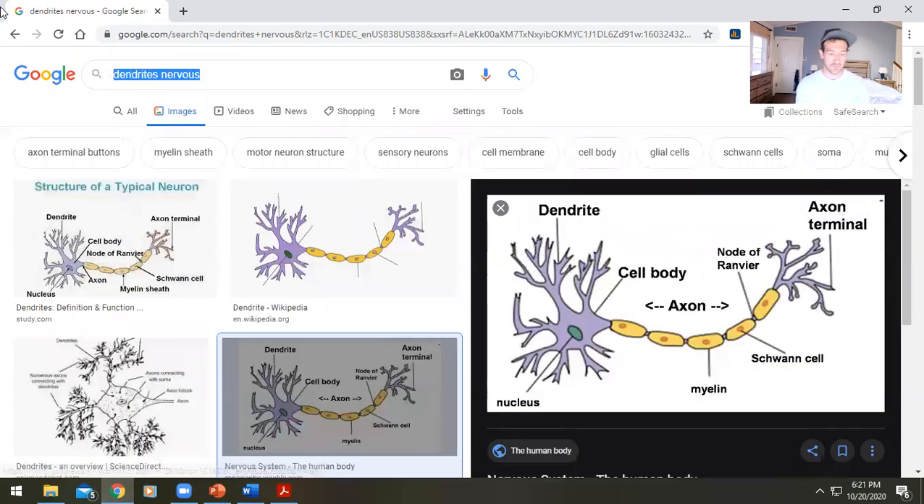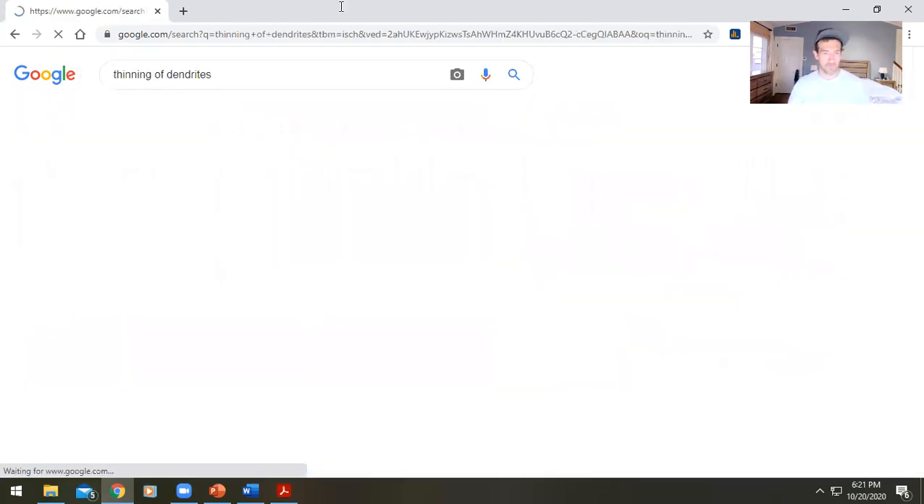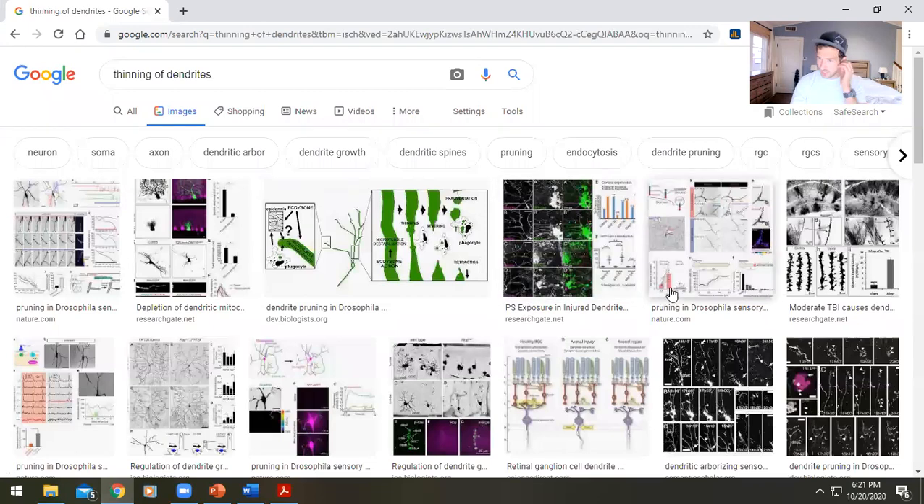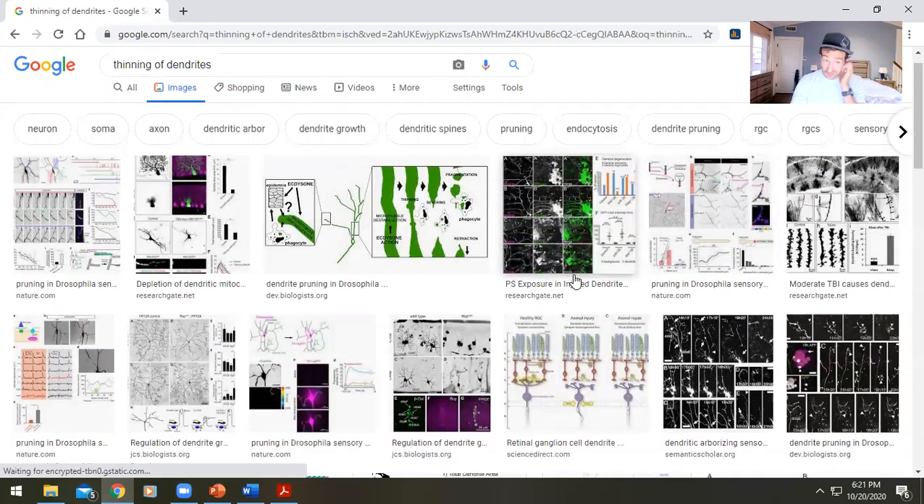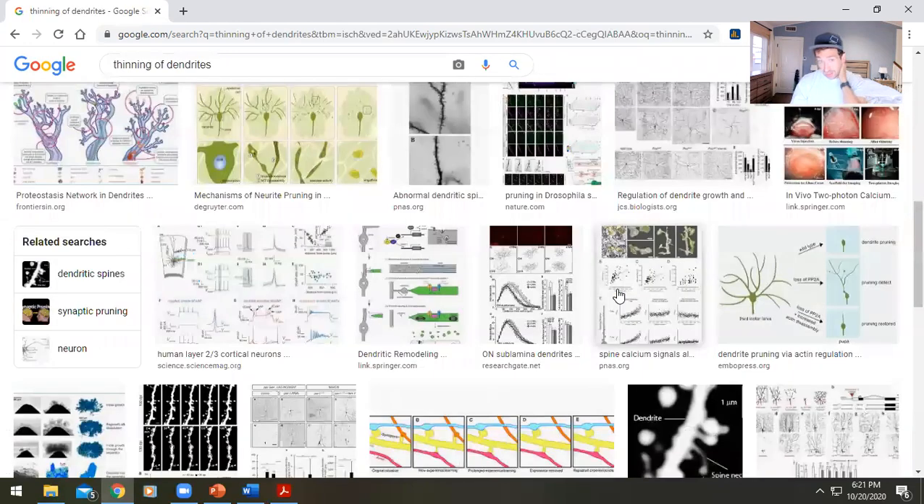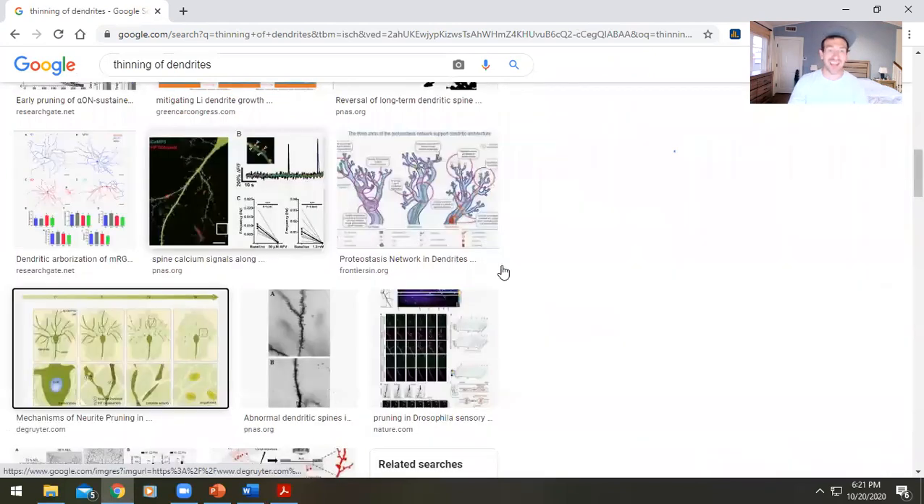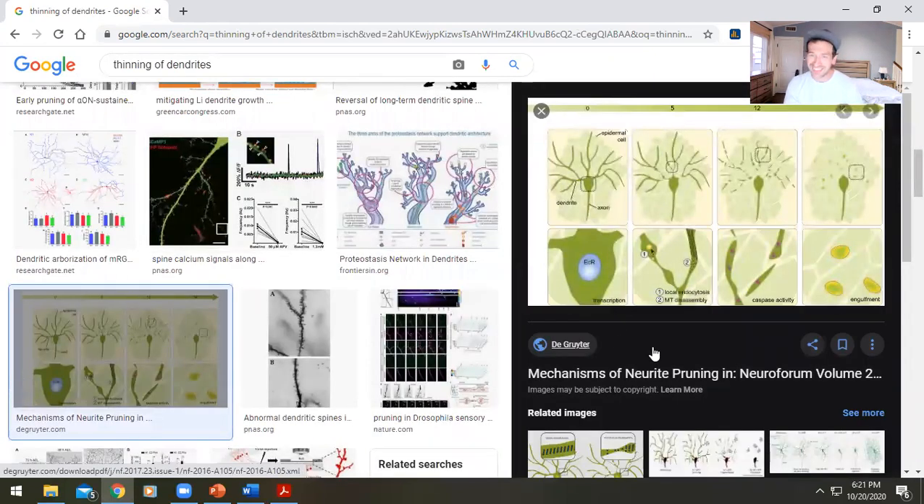I'm going to see if I can find a picture of this, dendrites. Oh man, we are real deep. I actually don't even know how to interpret most of these pictures. Yeah, this is beyond me. You're going to need a neurologist.